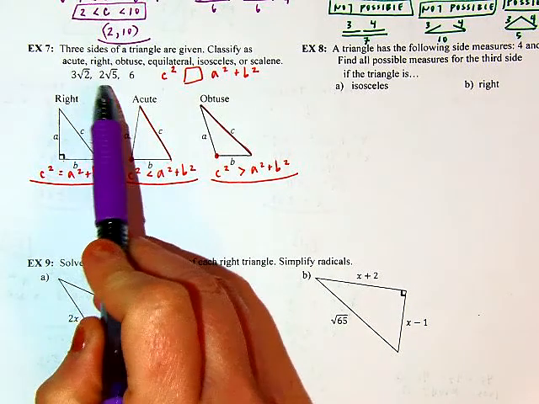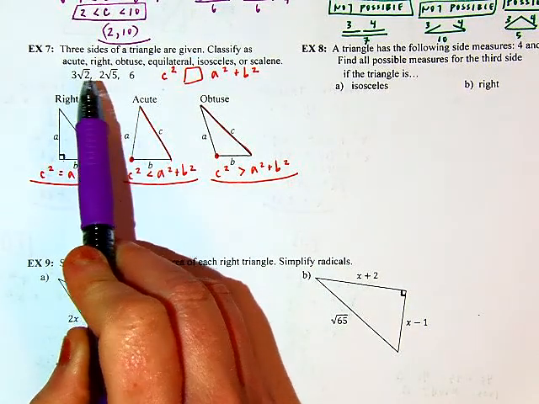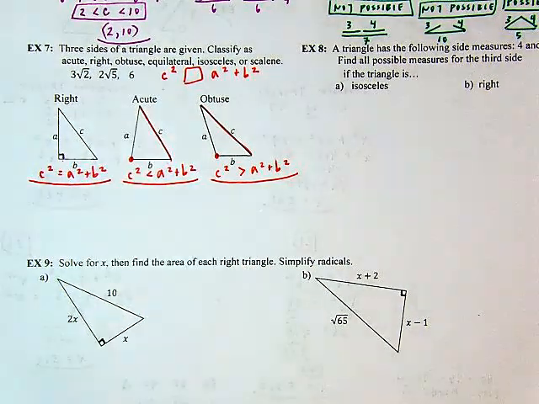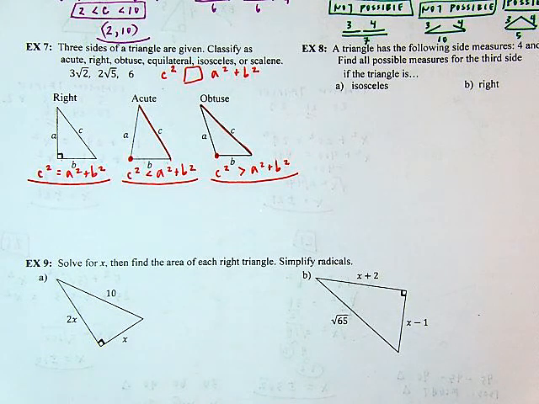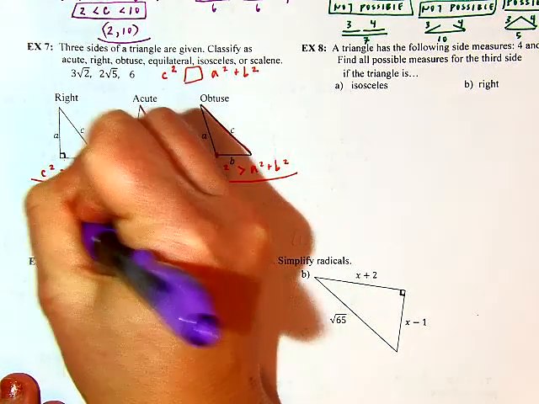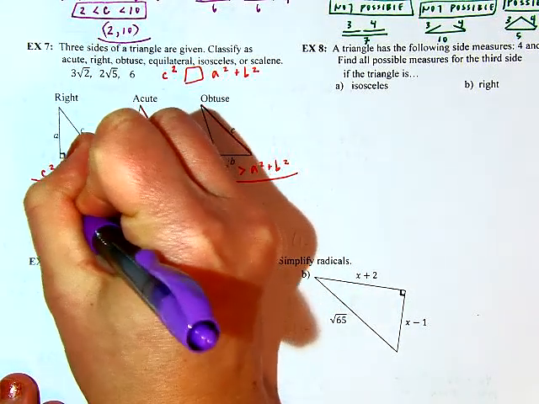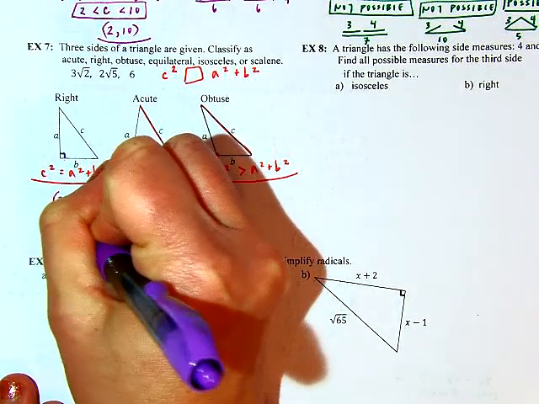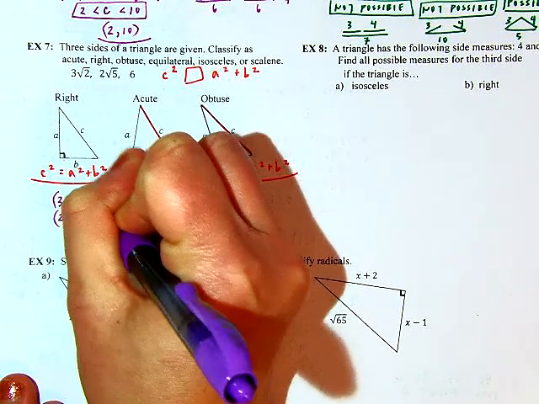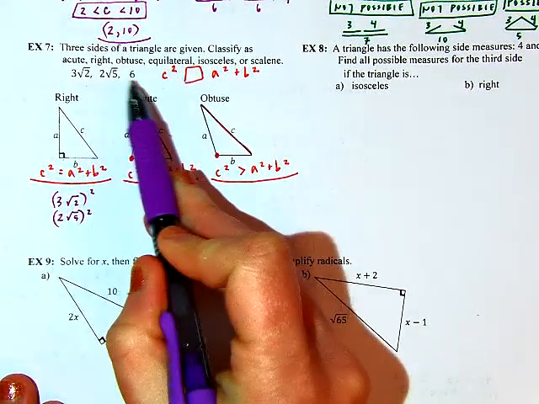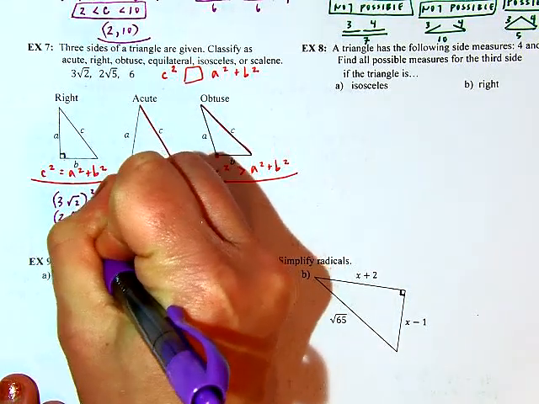I have three sides given, 3 root 2, 2 root 5, and 6. And I might not see which one is my biggest side because I see all of those radicals. So it might help just to square each side first and see which one is going to give me the biggest number. So I'm looking at all 3 sides and I'm just going to square them right off the bat.